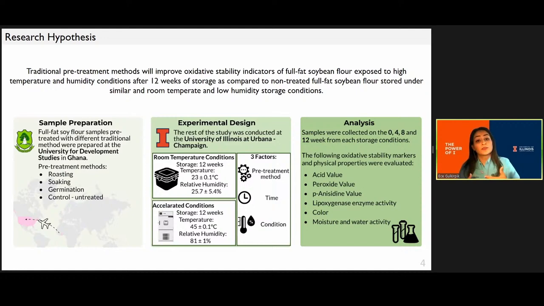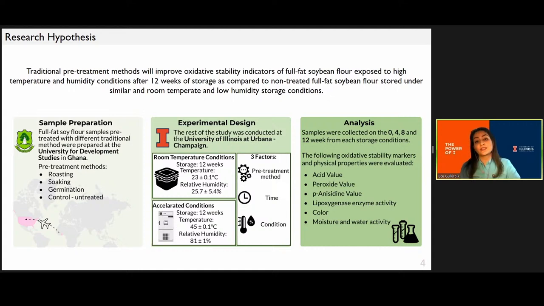Pre-treatment methods such as germination and roasting, and the storage conditions over enough time, can actually alter the oxidative stability of lipid-containing foods, such as soybean flour. Therefore, the hypothesis of the study was that pre-treatment methods will improve the oxidative stability indicators of full-fat soy flour exposed to high temperature and humidity conditions after 12 weeks of storage as compared to the control. To test our hypothesis, pre-treated samples were prepared by different traditional methods by our colleagues at the University for Development Studies in Ghana, and then they were sent to the USA to be used in the study.